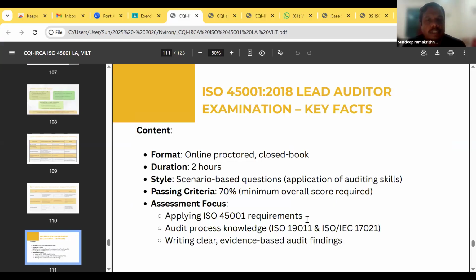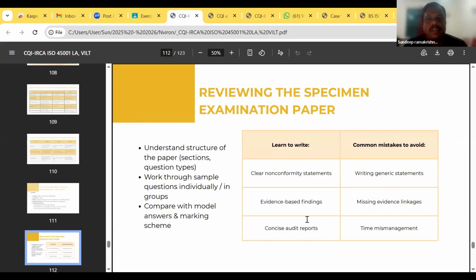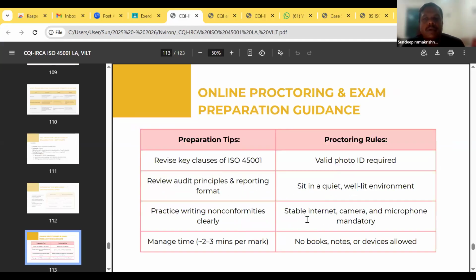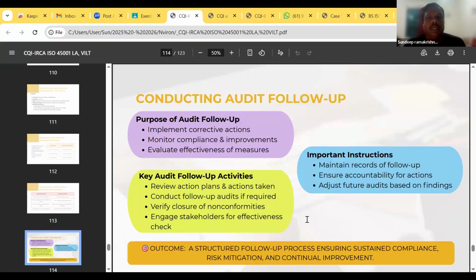So this is about the examination, which we have already discussed, right? I have a stable internet connection, right? It is an open book exam. Some points are incorrect here.